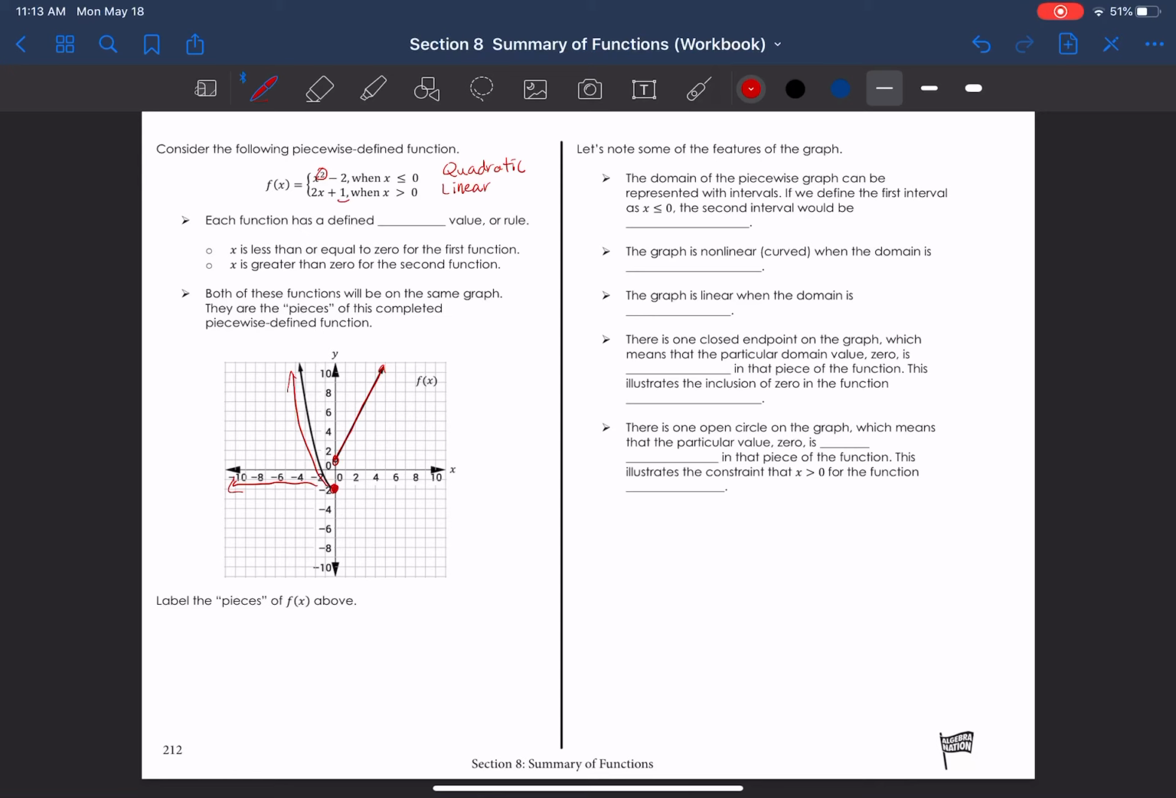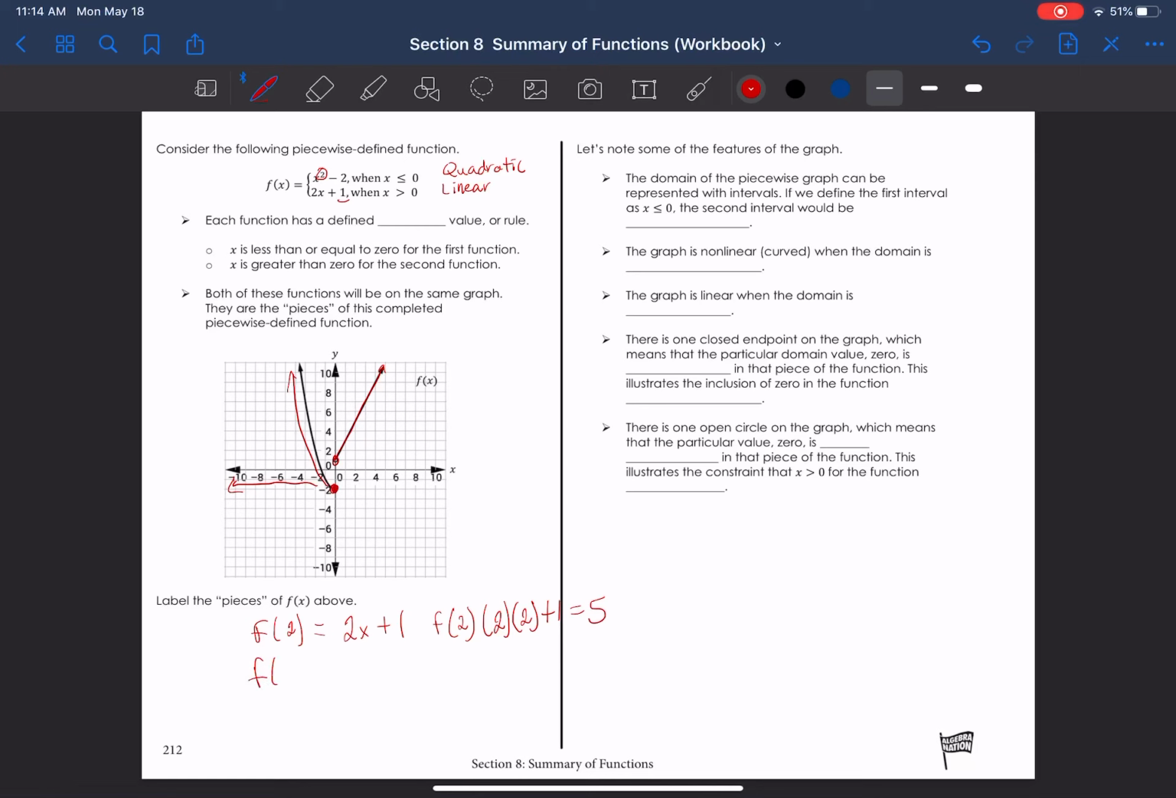So if it told us to evaluate f of 2, well, 2 is greater than 0. So if I evaluate f of 2, I'm going to use this linear function. I'll plug in 2 for x. So f of 2 equals 2 times 2 plus 1. 2 times 2 is 4 plus 1 gives us 5.